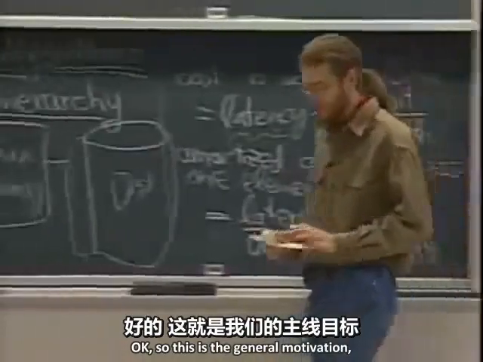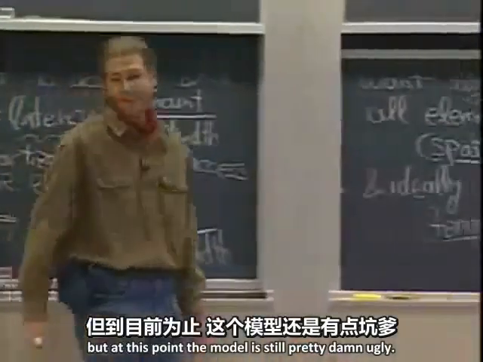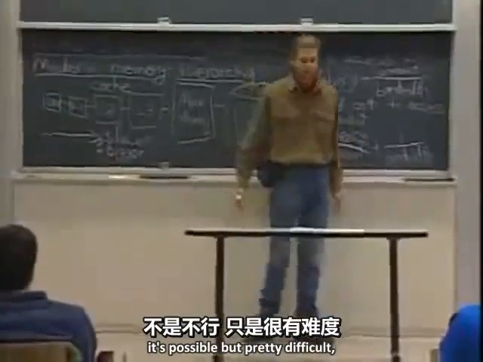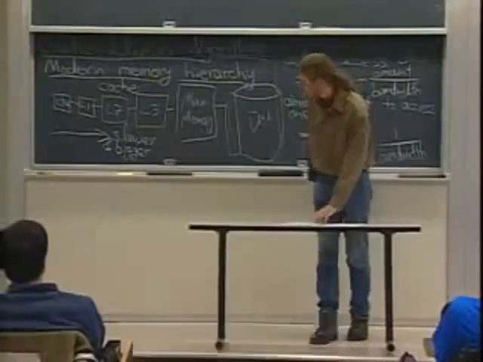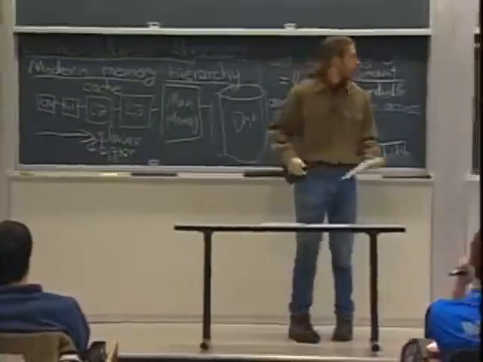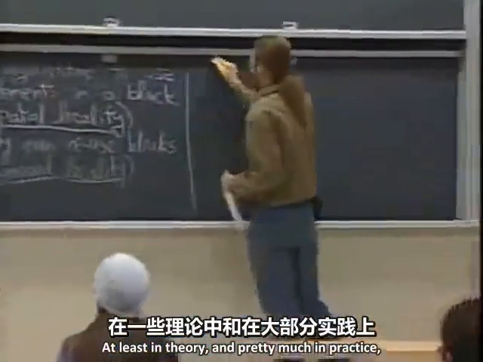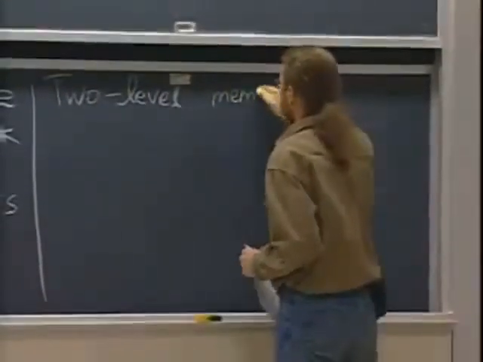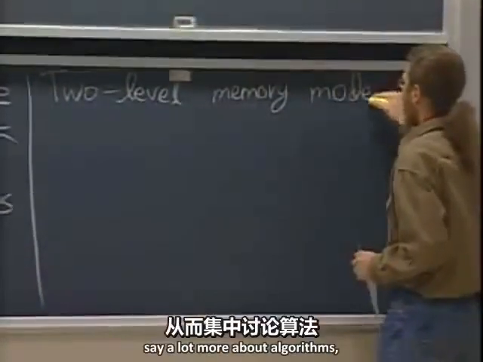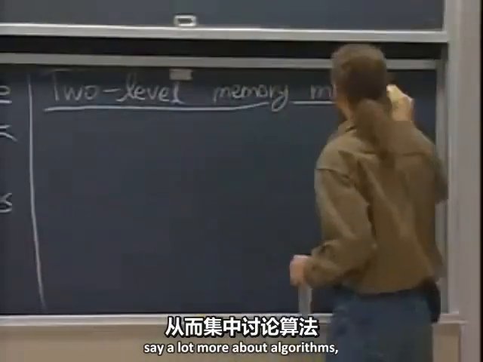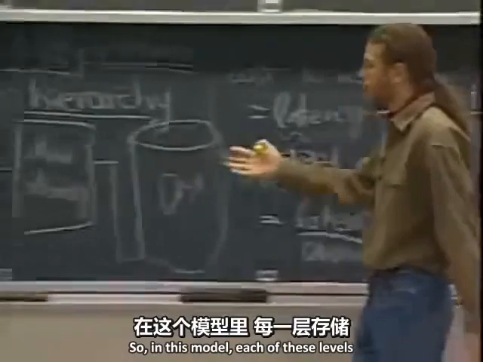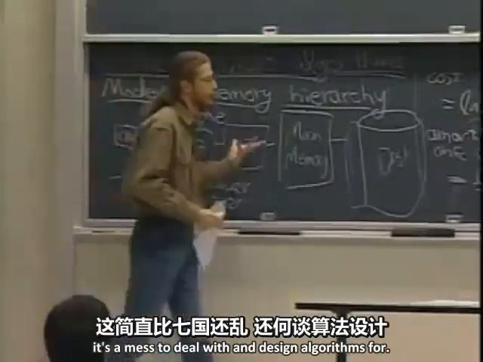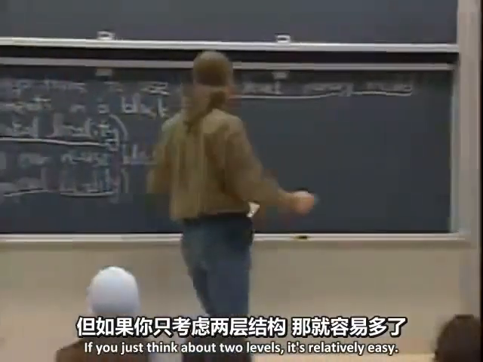Okay, so this is the general motivation, but at this point the model is still pretty ugly. If you wanted to design an algorithm that runs well on this kind of machine directly, it's possible but pretty difficult and essentially never done, even though this is what real machines look like. At least in theory and pretty much in practice, the main thing to think about is 2 levels at a time. This is a simplification over this model, where each of these levels has different block sizes and different total sizes. It's a mess to deal with and to design algorithms for. If you just think about 2 levels, it's relatively easy.